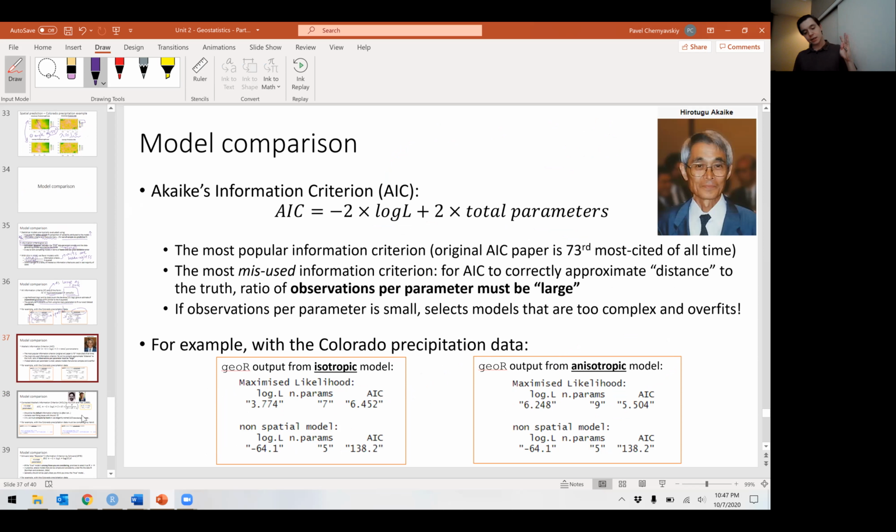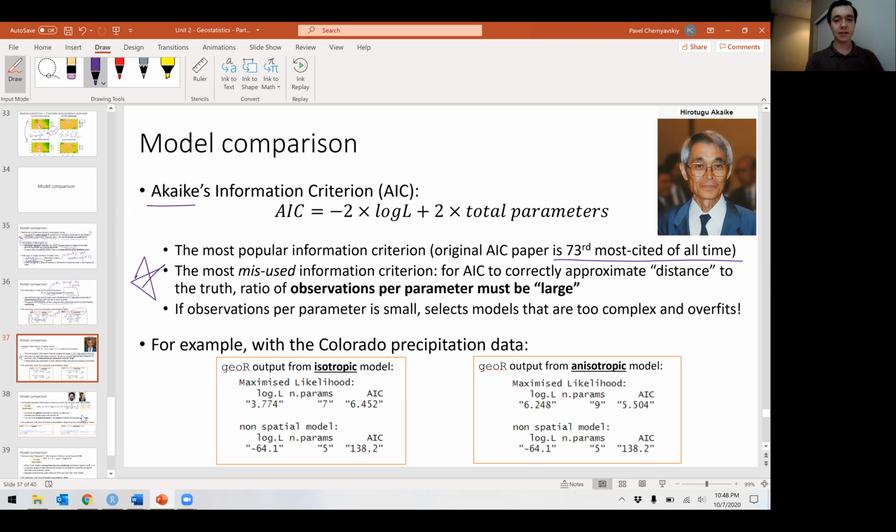Probably the most used and the most misused information criterion is the AIC. That man on the slide is Hirotugu Akaike, who is responsible, of course, for the information criteria. It's one of the most cited papers of all time. That's a ranking as of last year. I have not looked it up. Feel free to correct me if you'd like.